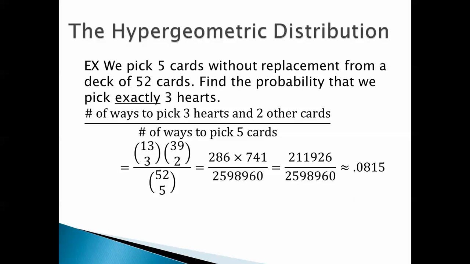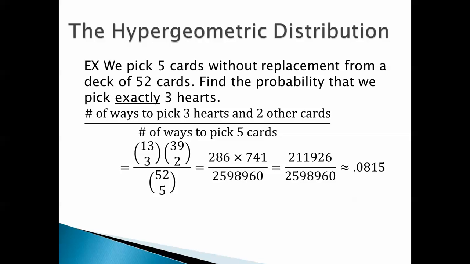We've seen that denominator before. That's 52 choose 5. That's the number of 5-card hands, essentially. The numerator is the number of 5-card hands that have 3 hearts and 2 other cards. So the number of ways to pick 3 hearts is 13 choose 3. The number of ways to pick 2 other cards is 39 choose 2, because of the 39 non-hearts, you're picking 2 of them.